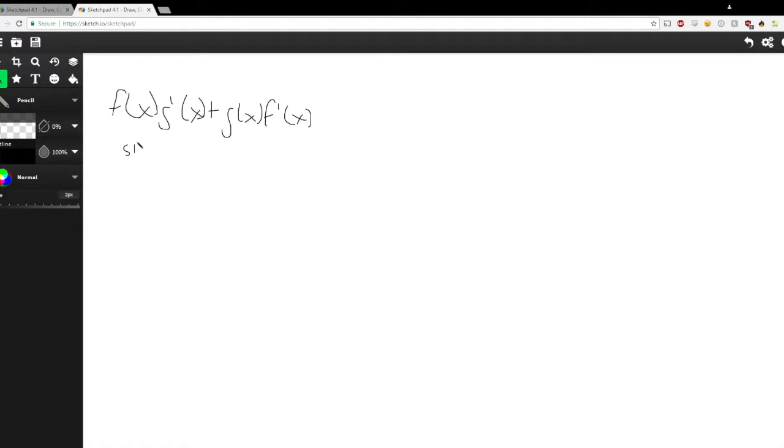Let's use sine x, cosine x as our first example. So we start off with sine x, and then the derivative of cosine x is negative sine x. And then we add cosine x, and the derivative of sine x is also cosine x. So we end up with negative sine squared x plus cosine squared x as our final answer.